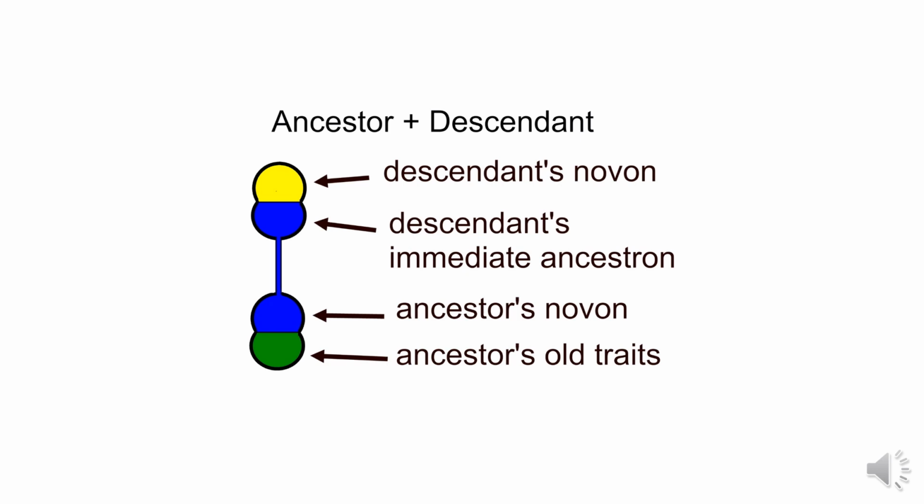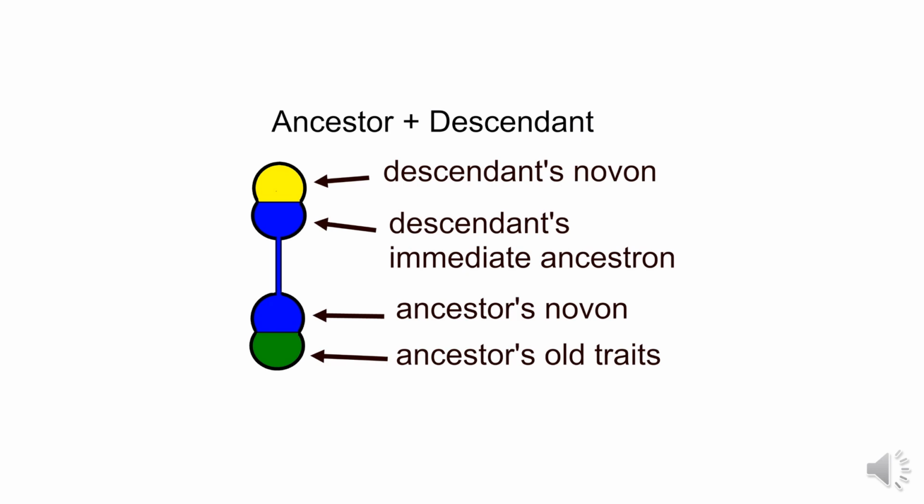There are two species modeled here. There is the ancestral species, which is in blue and green, and one of its descendants is in yellow and blue. The yellow is the novan of the descendant, consisting of state changes of otherwise useless traits in the ancestron. The blue is the novan of the ancestor, which is the same as the immediate ancestron of the descendant.